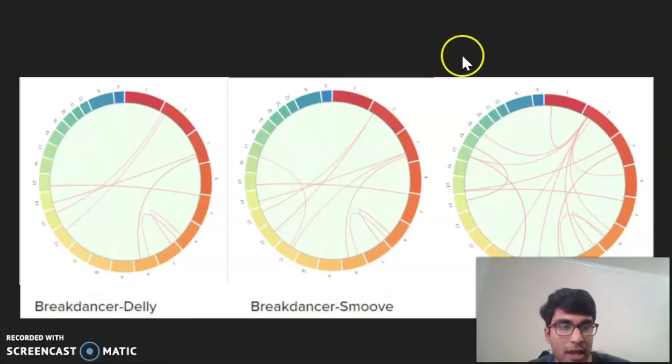Due to the tools' varying output, it made sense to focus more on the 32 structural variants detected by more than one tool. These plots show these potential rearrangements across multiple chromosomes. For example, this line here shows a potential structural variant between chromosome 1 and chromosome 2.